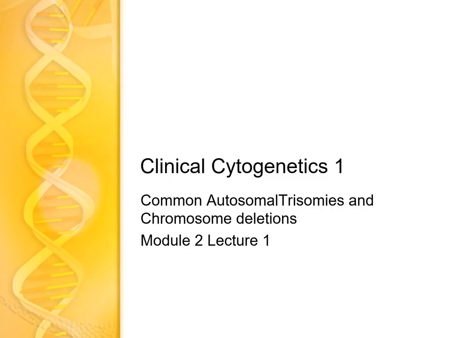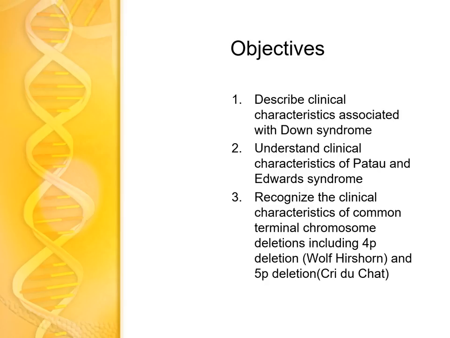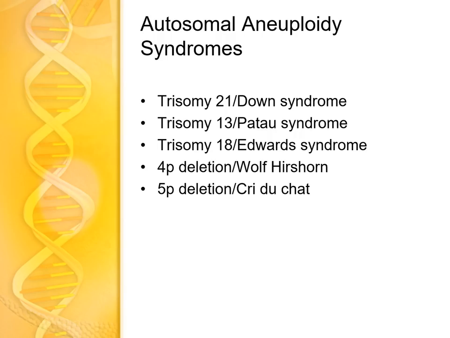Clinical Cytogenetics 1, Common Autosomal Trisomies and Chromosome Deletions, Module 2, Lecture 1 of the Genetics series. The objectives of this lecture include to describe clinical characteristics associated with Down syndrome, understand clinical characteristics of Patau syndrome and Edwards syndrome, recognize the clinical characteristics of common terminal deletions, including 4p-, which is Wolff-Hirschhorn, and 5p-, or Cri-du-chat.